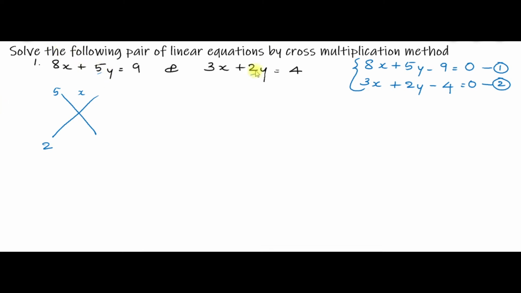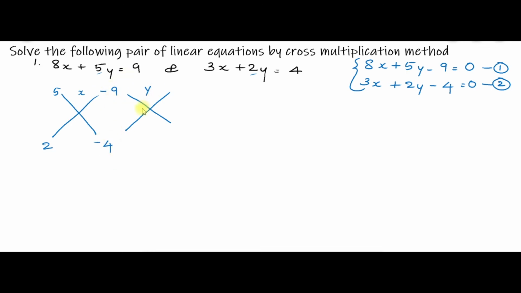Then in this cross you have to write these constant terms. Here your constant terms are minus 9 and minus 4. So you have to mention minus 9 and minus 4 here. Then again you have to put a cross. Here you are going to determine y. Here already the constant terms are written.